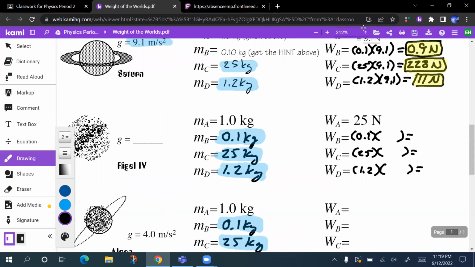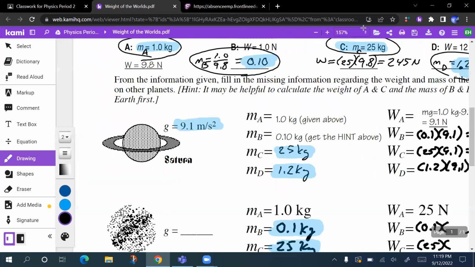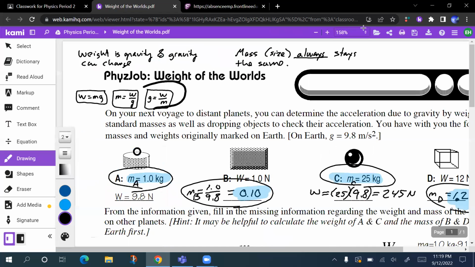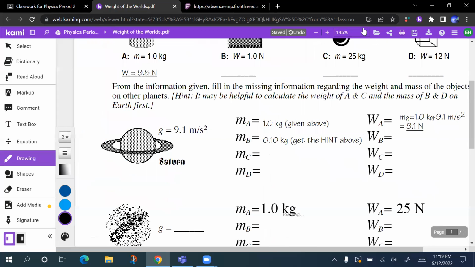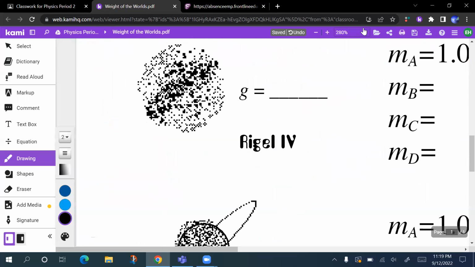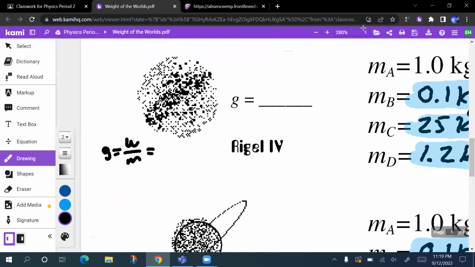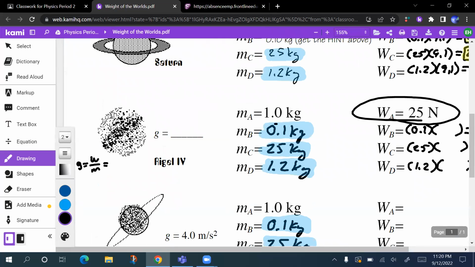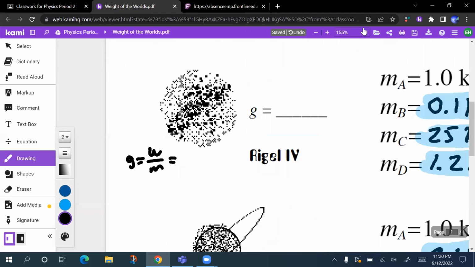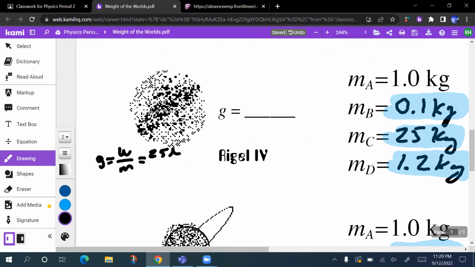Now, how do you figure out g? Let's go back to the top. Remember, we can find g, the acceleration due to gravity, by taking the weight divided by the mass. So g is equal to the weight divided by the mass. I do know the weight of A and the mass of A, and I'm going to use those two things to figure out g. So 25 newtons divided by 1 kilogram would be 25 meters per second squared.